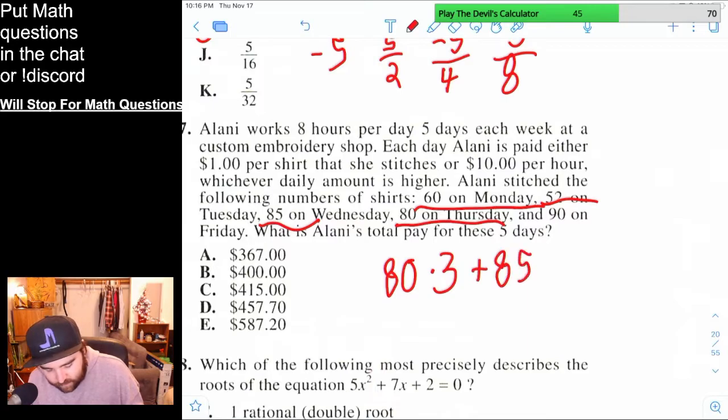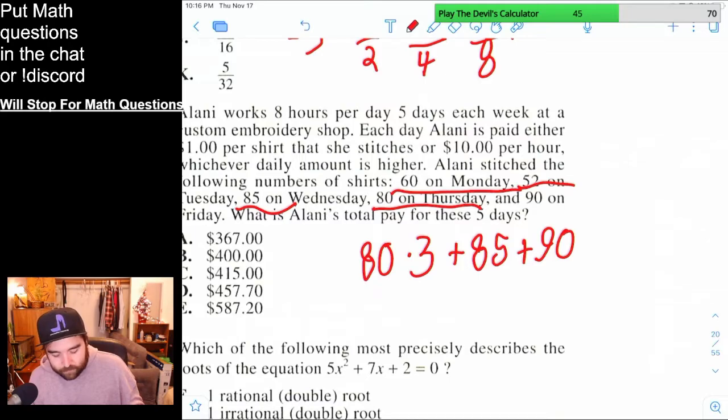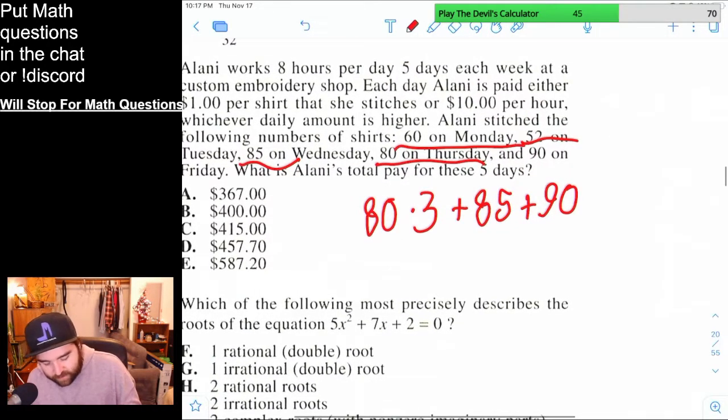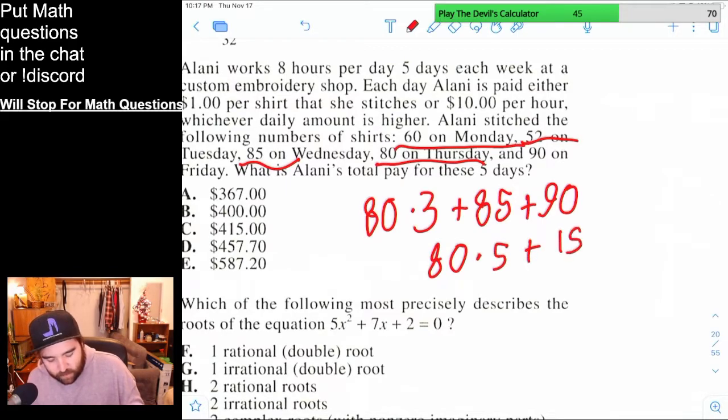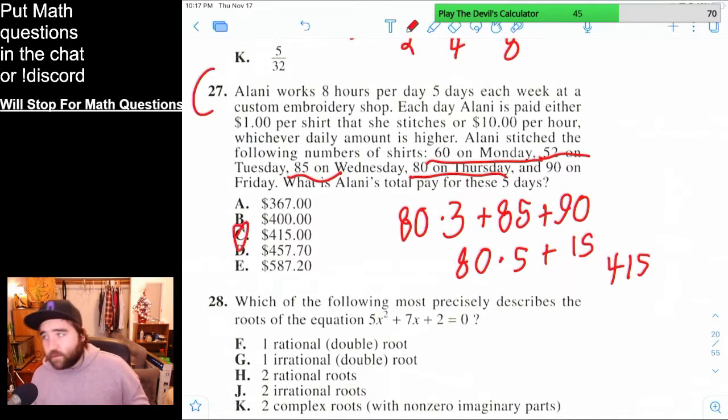So plus 85. Oh, gosh. Wait. Yeah, $1 per shirt. Oh, Alani, I'm so sorry. Plus 90. So whatever that is, which is basically just for my own mental math, 80 times 5 plus 15. So that's 415. That's brutal.